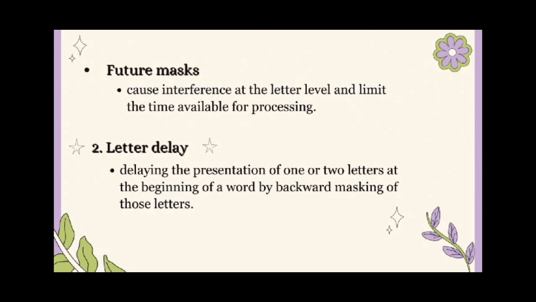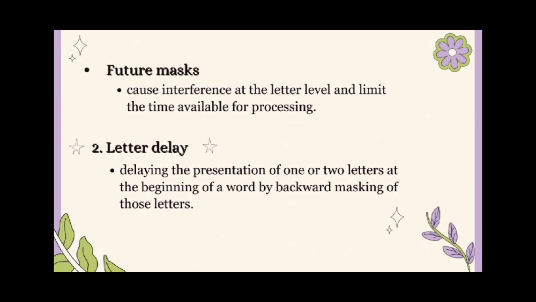Feature masks cause interference at the letter level and limit the time available for processing. This involves presenting a sound or speech immediately after the target word. The mask sound can disrupt the processing of the target word, making it difficult to understand or recall. In both types, the mask essentially covers up or confuses the target stimulus, revealing how quickly and effectively we process and recognize information before it gets masked.